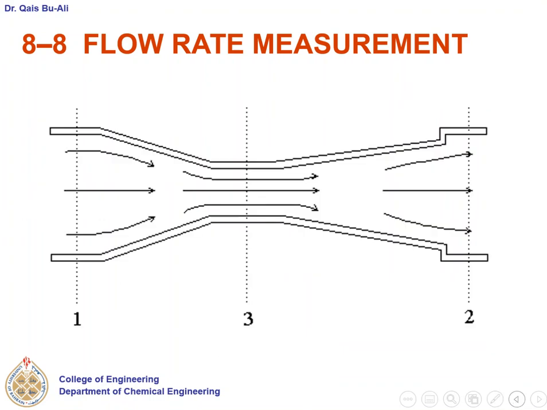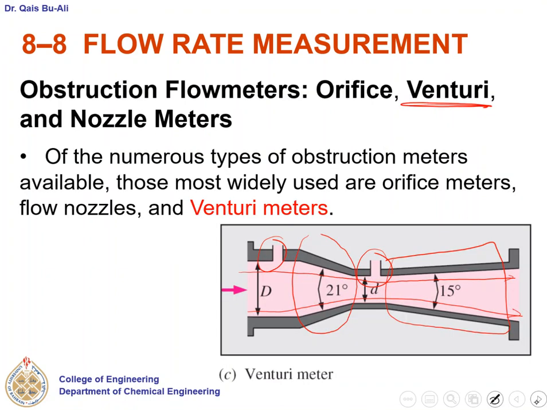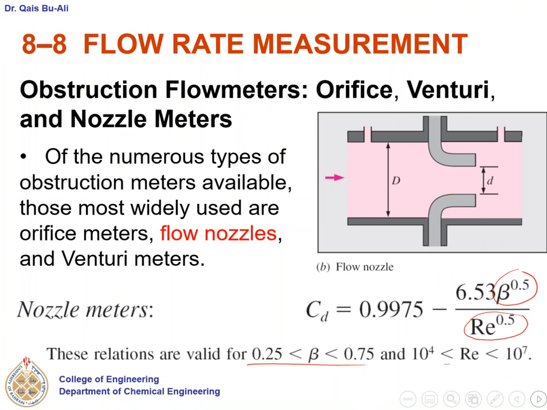So this is how the flow will look in a Venturi meter. As you can see here, there are no eddies or wakes, and there is no vena contracta. Let me go back. For the nozzle, what do you notice? Again, there is no vena contracta, but you might get some eddies here, and might get some eddies there.